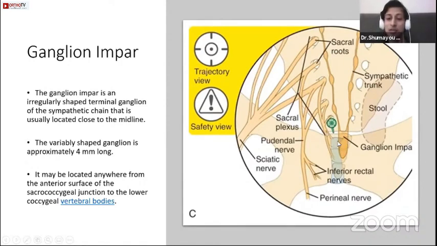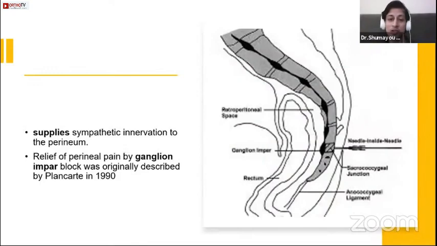So why is the ganglion impar important? It's important because it gives the sympathetic innervation to the perineum, and relief of perineal pain by a ganglion impar block was first described by Plancarte in 1990. So we usually use this for coccydynia now.